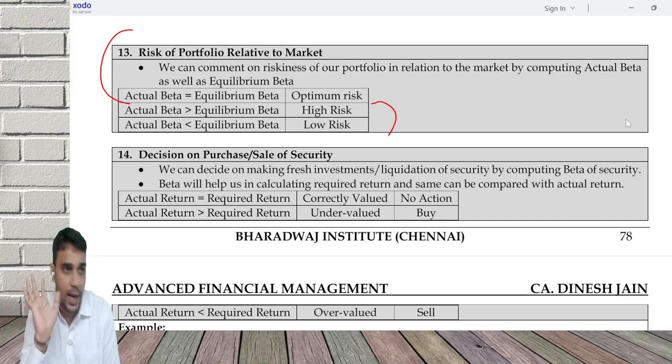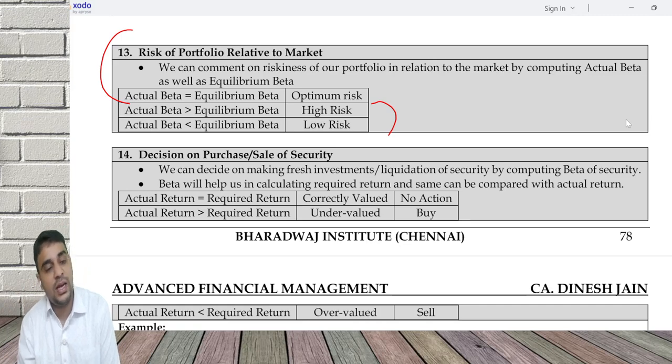Okay, so I got the actual beta. What is equilibrium beta? Use the actual return and calculate the equilibrium beta. If both are the same, I'm very happy. I'm taking optimum risk. But unfortunately, if my actual beta is more, it is a problem for me.